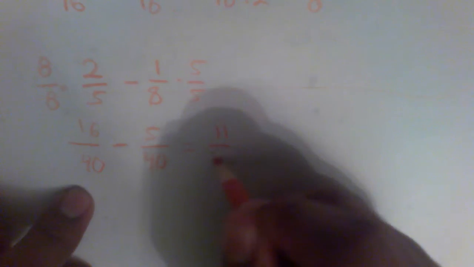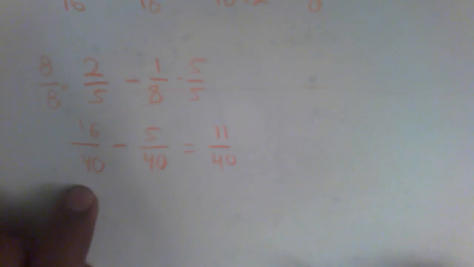So 8 times 2, well, that's 16 over 8 times 5 is 40, right? So multiplication is quintessential for this stuff. You guys have to know your multiplication for these ones. For these problems, you have to have mastered multiplication. 1 times 5, that's 5. 8 times 5, that's 40, right? Well, what's 16 minus 5? Right, well, that's 11 over 40, right?